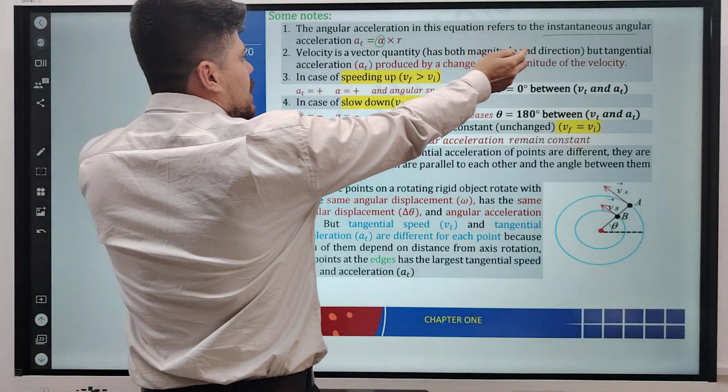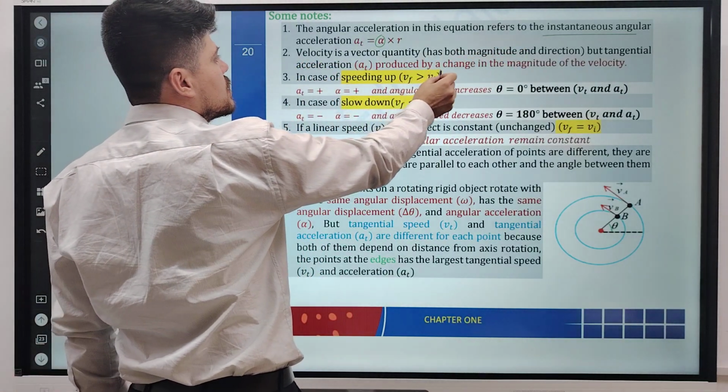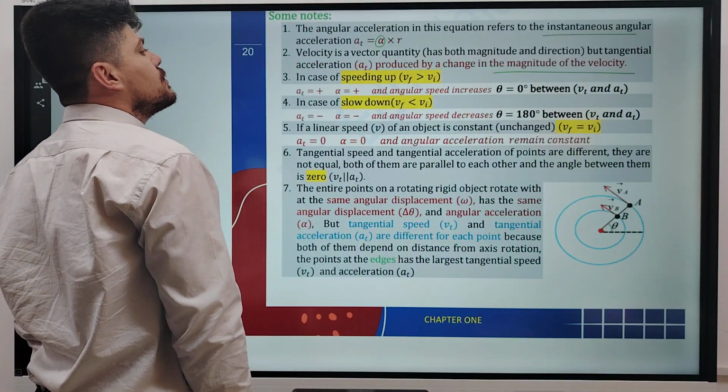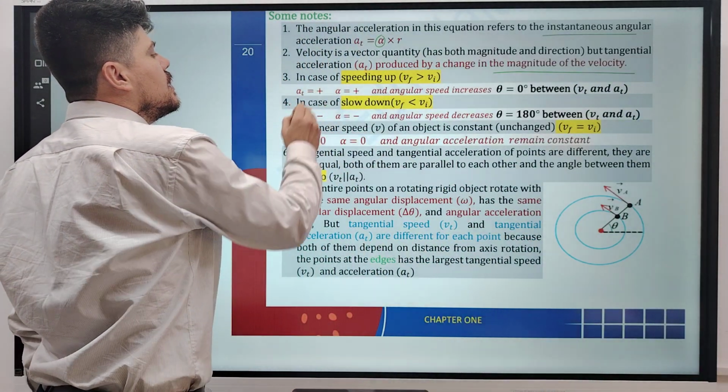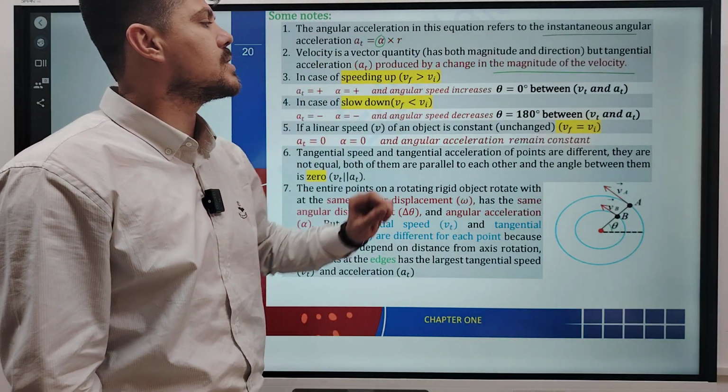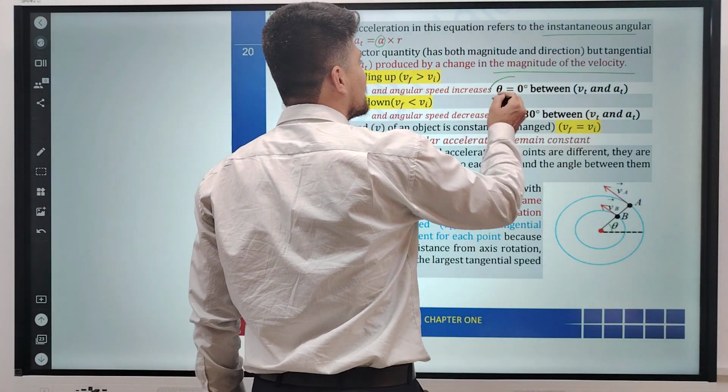Tangential acceleration, both magnitude and direction. And tangential acceleration, AT, is produced by changing what? The magnitude of the velocity. In the case of speeding up, AT is positive. Alpha is also positive, and angular speed increases.